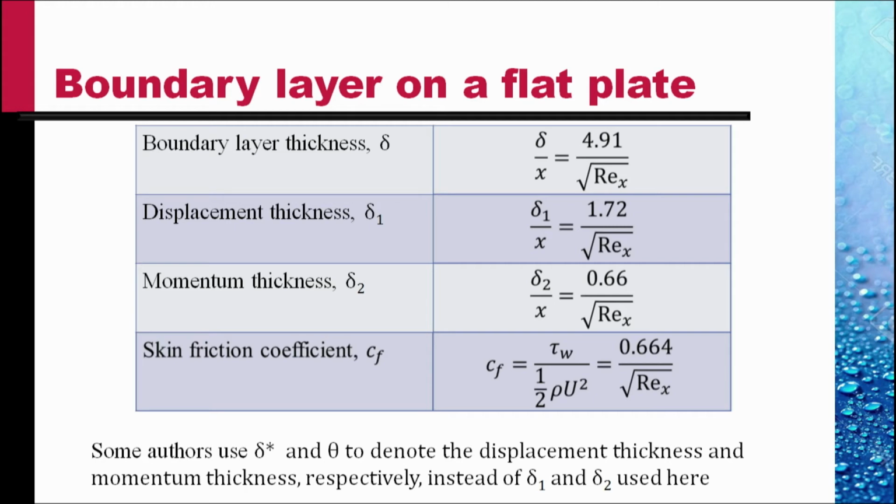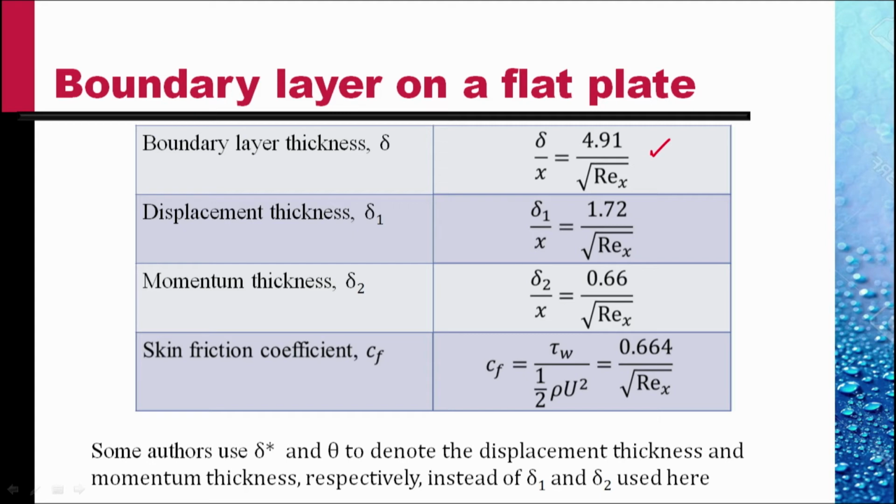In this table, we summarize some results for a flat plate boundary layer. The boundary layer thickness delta, defined as the location where 99% of the inviscid flow velocity is reached, is given by 4.91 divided by under root Reynolds number. The displacement thickness delta 1 is 1.73 divided by under root Reynolds number based on x. And notice this is about 1/3 of the boundary layer thickness. The momentum thickness is another third lower, 0.664 divided by under root Re x. And the skin friction coefficient, which is defined as tau W divided by 1/2 rho U squared, is obtained as 0.664 divided by under root Reynolds number.